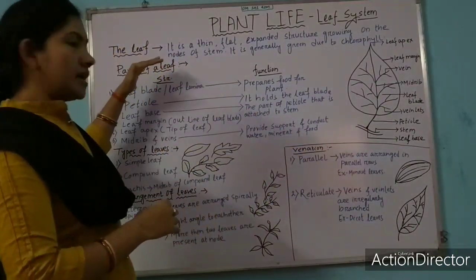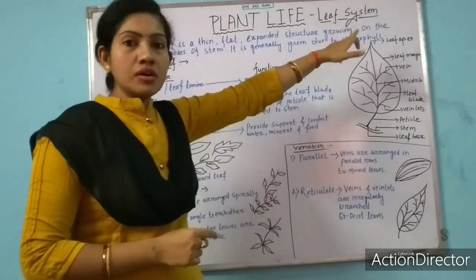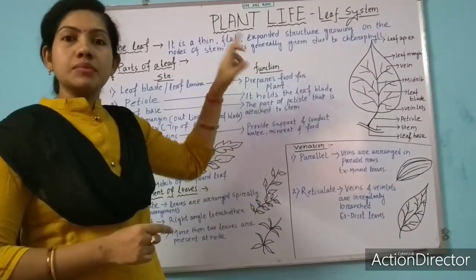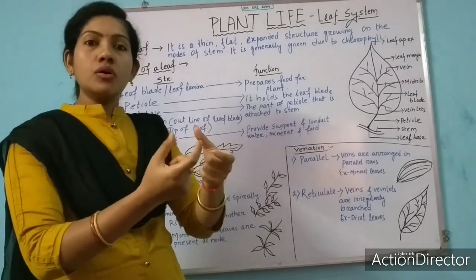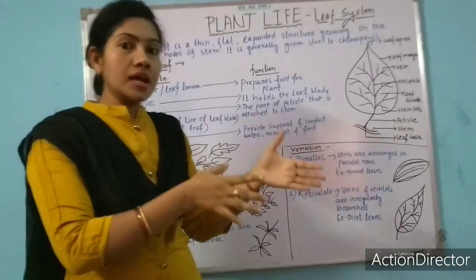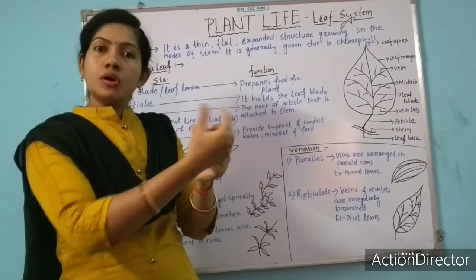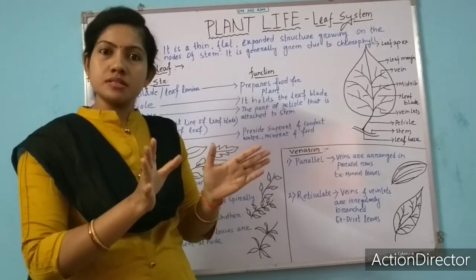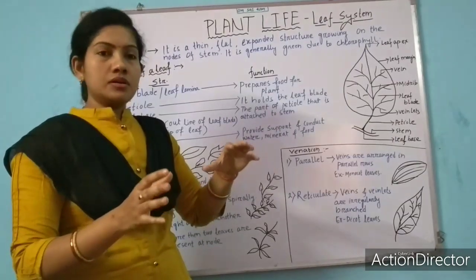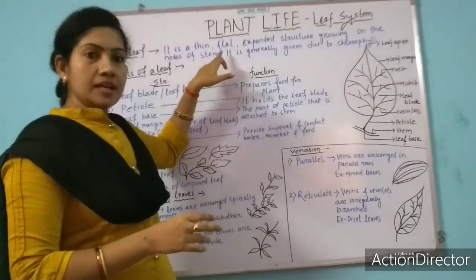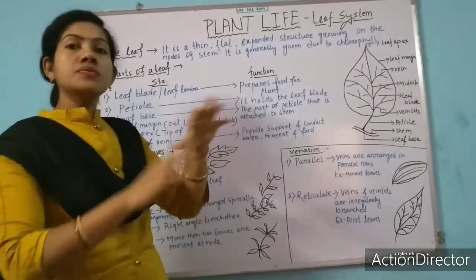So we can write that it is a thin, flat, expanded structure growing on the nodes of the stem. As I told in our last class, leaves and branches all grow on the nodes of the stem. What is a node? We have already discussed. So we can write leaf. If it is asked what is the structure of a leaf, then we can write that it is a thin, flat, expanded structure growing on the nodes of the stem.